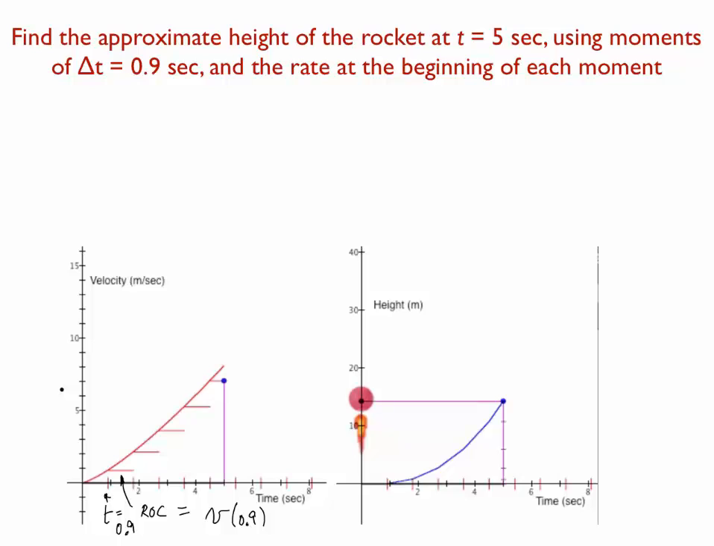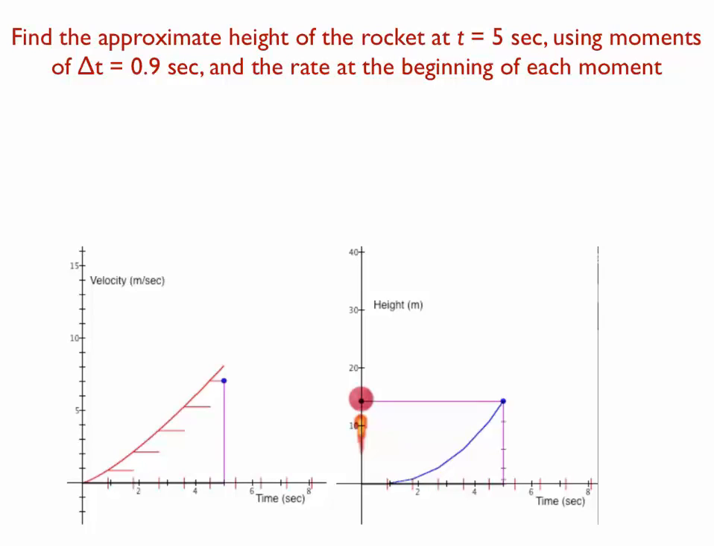Okay, and then in our third delta t interval, or third moment, how would we exactly express the rate of change that we're going to use as that momentary, constant rate of change? What would it be? V of 1.8, the time at the beginning of that moment. That's V of 1.8. Okay.